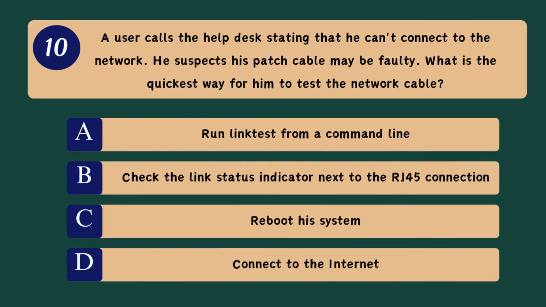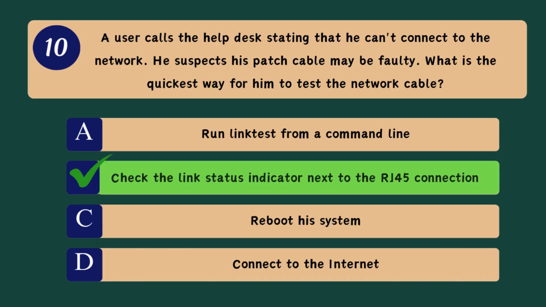Question 10. A user calls the help desk, stating that he can't connect to the network. He suspects his patch cable may be faulty. What is the quickest way for him to test the network cable? A. Run link test from a command line. B. Check the link status indicator next to the RJ45 connection. C. Reboot his system. D. Connect to the Internet. Correct answer, B. Check the link status indicator next to the RJ45 connection.